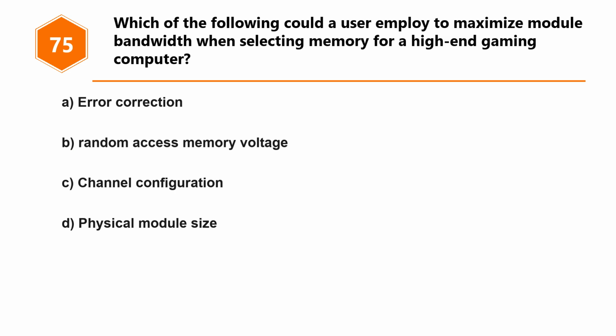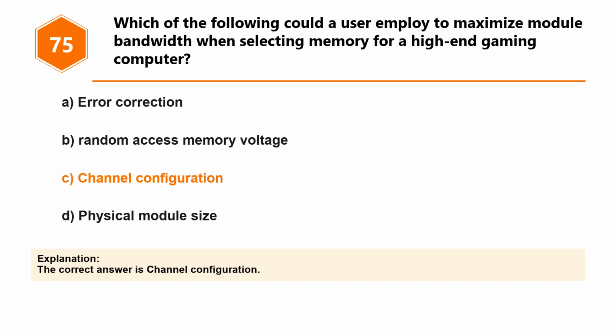Question 75. Which of the following could a user employ to maximize module bandwidth when selecting memory for a high-end gaming computer? Option A, error correction. Option B, random access memory voltage. Option C, channel configuration. Option D, physical module size. The correct answer is option C, channel configuration.